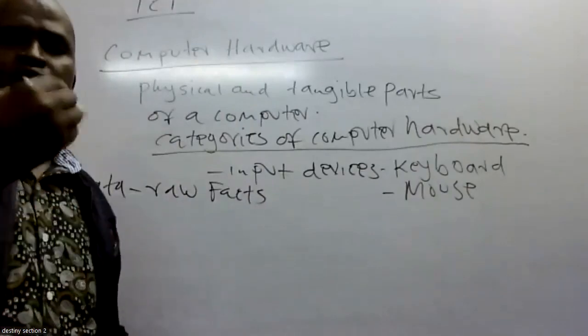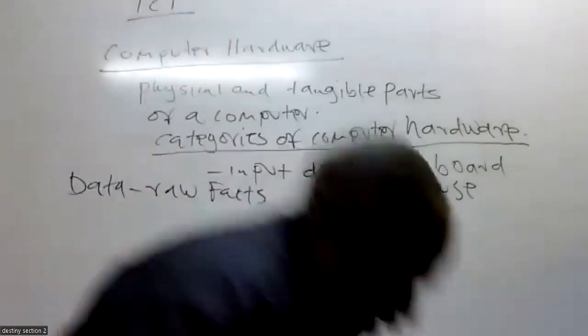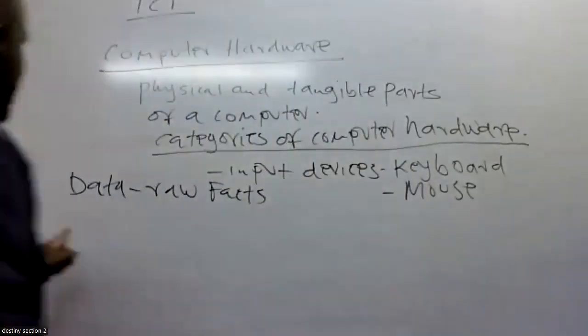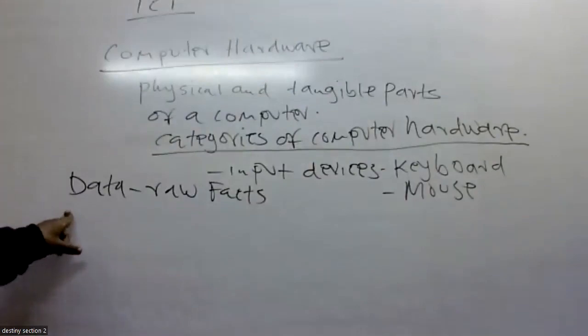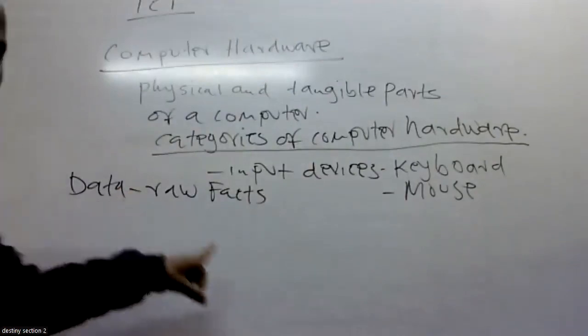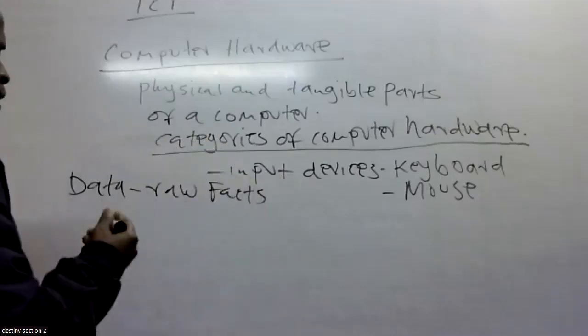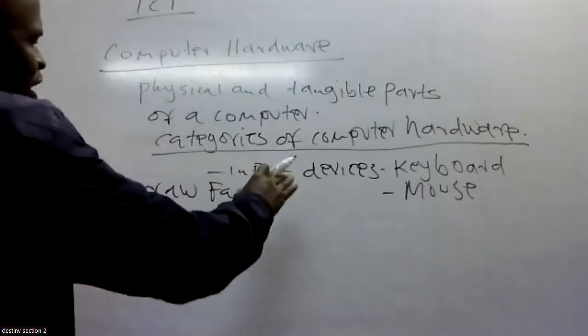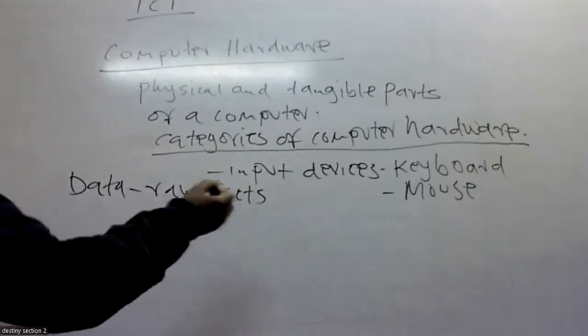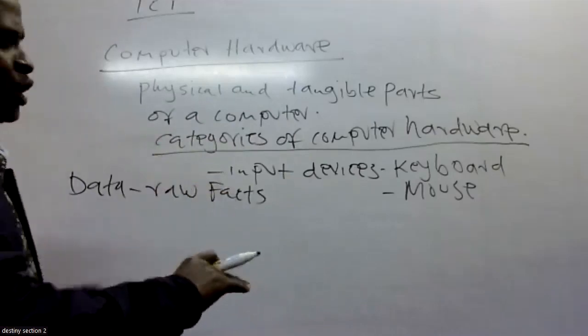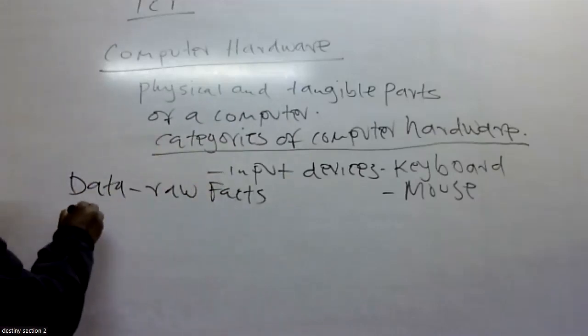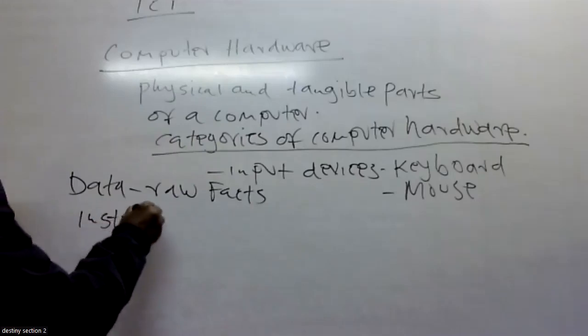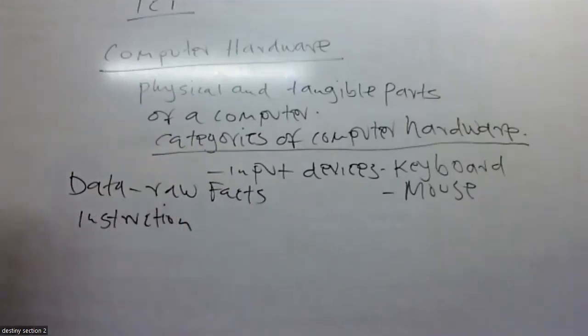So the information which is not processed is what? Is data. Once you process this data from one standard to the other, now we call it information. And in the input devices, you find that we use the keyboard to enter in the data and what? And instructions. To enter in the data and instructions.